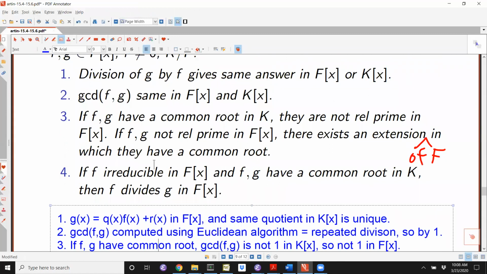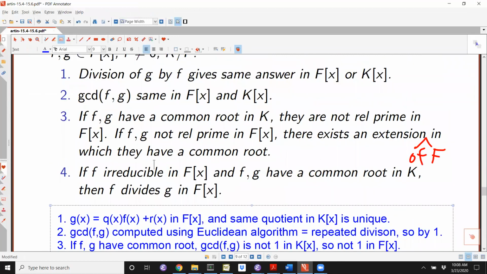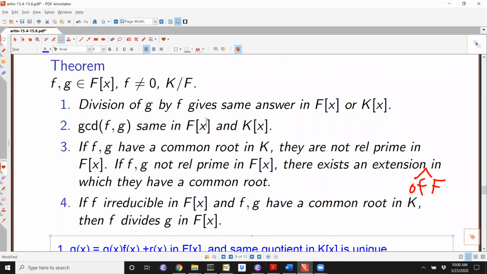Okay, any questions about these? So yeah, don't worry too much about these proofs. The important things are the facts. So are there any questions about these facts? Yeah. So what's important about this?